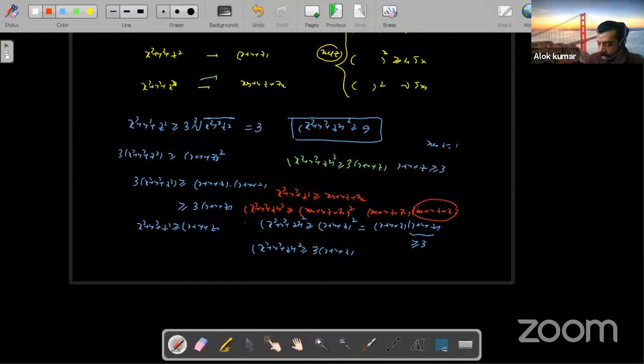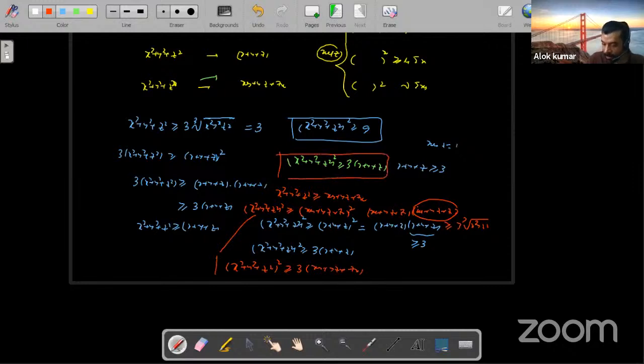And this is greater than or equal to 3 times the cube root of x square, y square, z square. So again it is 1. So this is 3. So from here I got (x square plus y square plus z square) whole square greater than or equal to 3 times (xy plus yz plus zx). Now let me box all these things that I got. This one, and this one, and the third. These 3 I got. Now let's look at the problem.